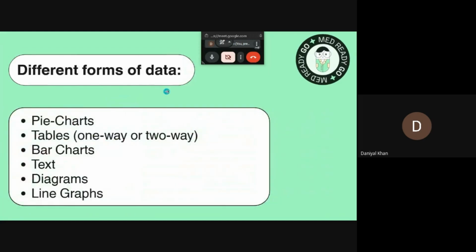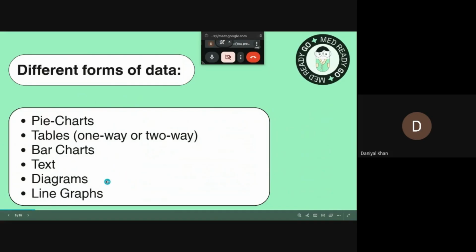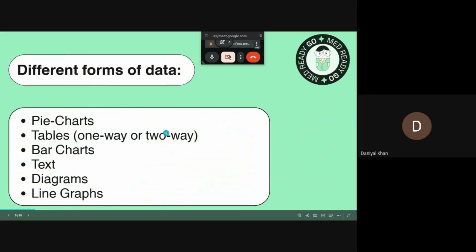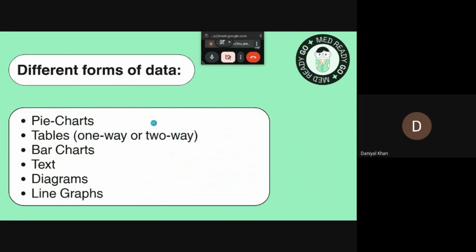Right. So the data is presented in quite a few forms in the actual quantitative reasoning section. So you've got pie charts, tables, which are one-way or two-way. We'll be going through the two-way tables today. The one-way tables are really simple, so I feel like it would be a waste of time to go through those. You also have bar charts, simple text, diagrams, so drawings of different shapes. And then you also have line graphs. So these are all things that you have seen before throughout your secondary school education or even primary school. So it's not much new stuff that you actually have to learn.